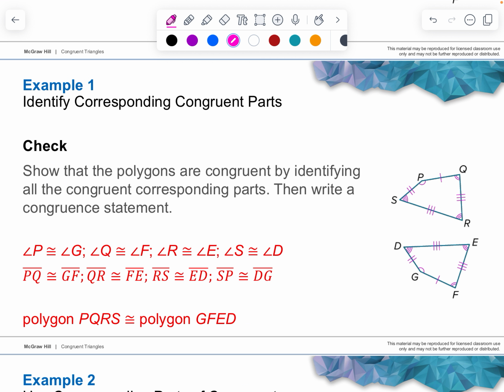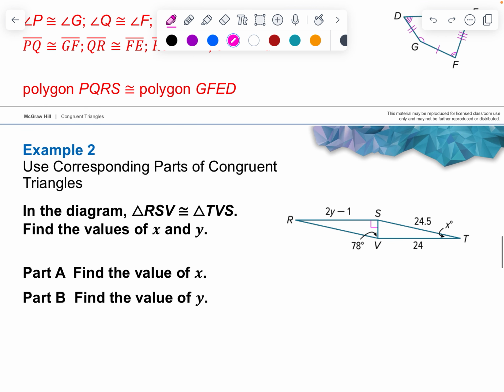Did you get these? P goes to G, Q goes to F, R to E, S to D. PQ goes to GF, QR to FE, RS to ED, SP to DG. And the big one, PQRS goes to GFED. Hope you got those. All right, let's go on to the next one.